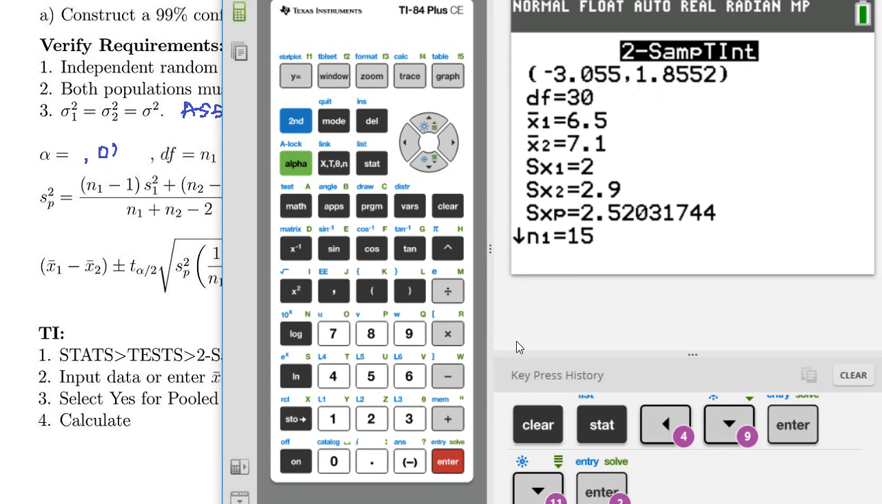And listing all of our sample evidence here. And then here's the pooled standard deviation, 2.52. If you square that, you get the 6.352.